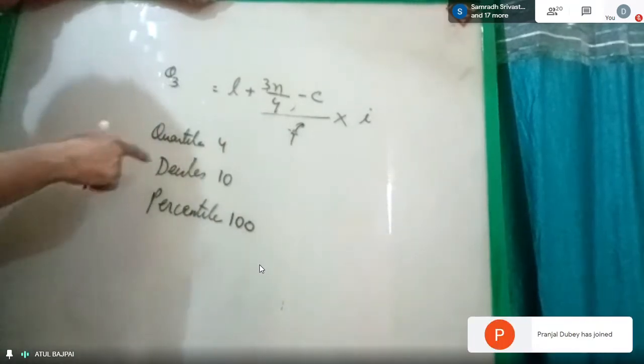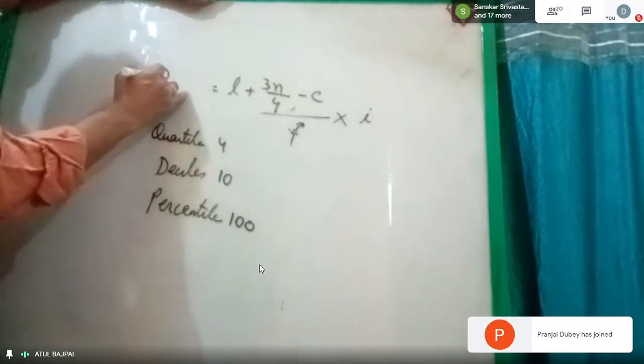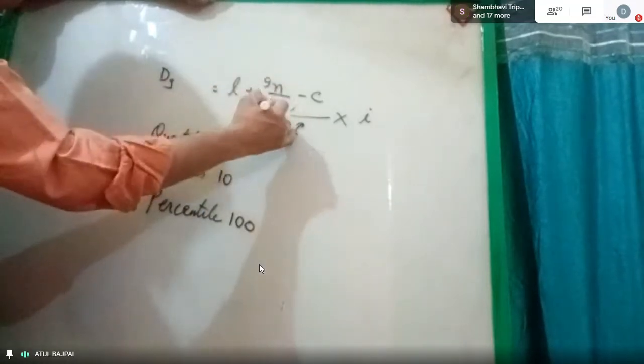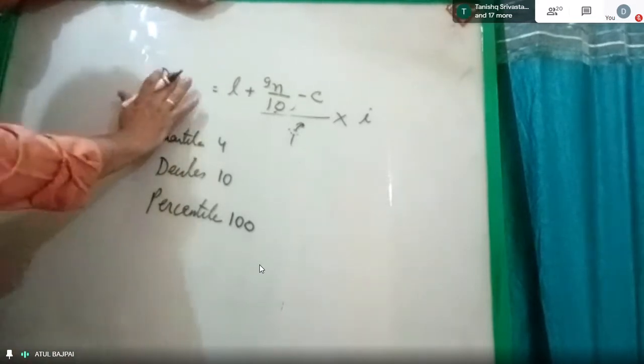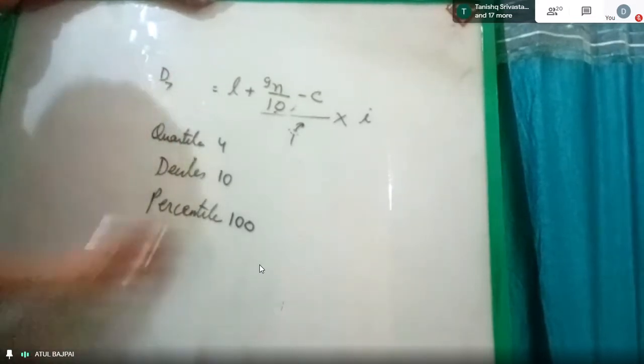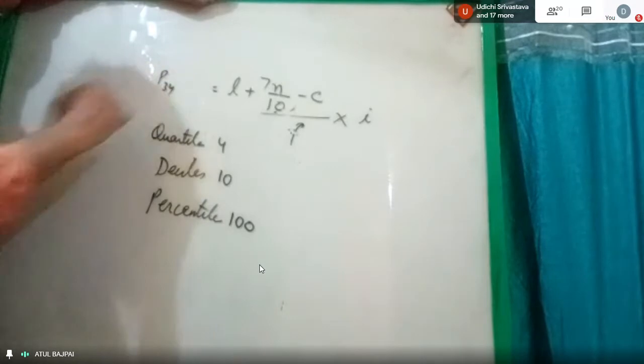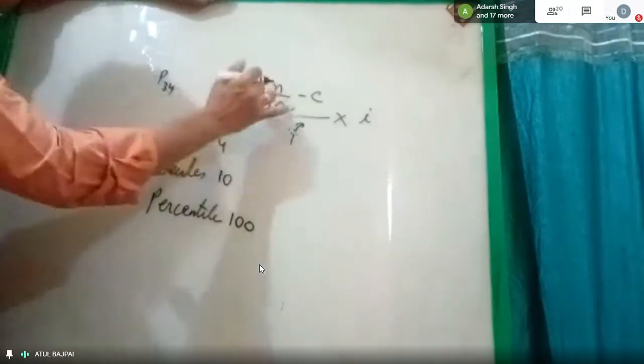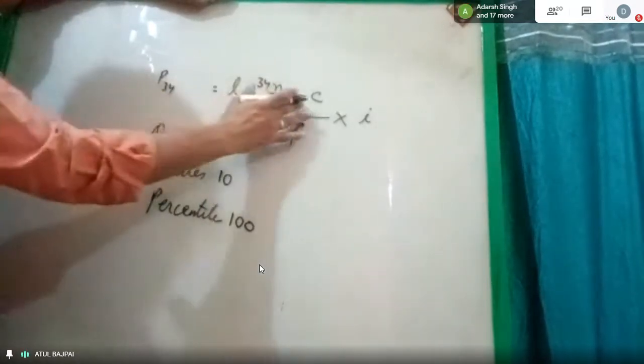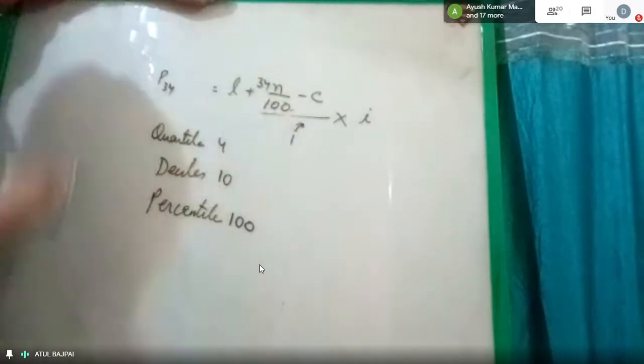Now, if I want to find the ninth decile, D9, I know R will be 9 and deciles divide into 10 equal parts. This becomes the formula for the 9th decile. If I want to find the formula of the 7th decile, then in place of R it will be 7. Similarly, if I want to find the 34th percentile, I will write 34 over here, R is 34, and the data in percent is divided by 100. So this is the use of division.